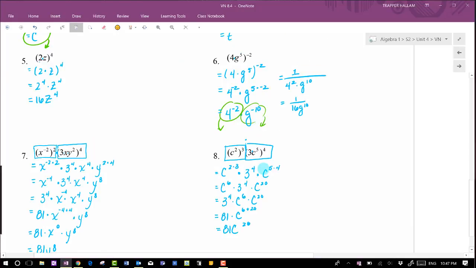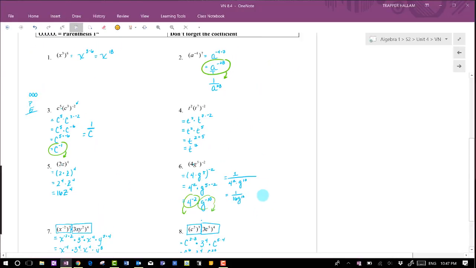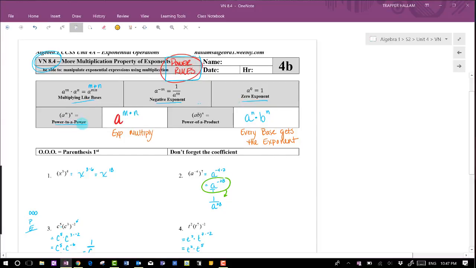Okay, so in this video set, you've seen us work through two main properties, which is power to a power, where we multiply exponents when they're raised to a power, and power of a product, which says every base inside of parentheses that is raised to an exponent gets that exponent itself. We also additionally use multiplying like bases. We had some negative exponents in there, and we even employed the zero exponent property.